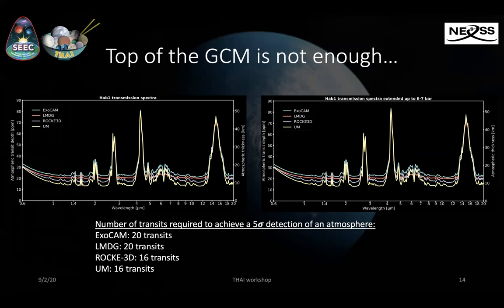And so we assume the atmosphere to be isothermal above, and we fix the mixing ratio of the gas. We also decreased the resolving power down to 30 in order to maximize the signal-to-noise, and we got this 5 sigma detection number of transits for each of the models. We have 20 transits for ExoCAM and LMDG, 16 transits for ROCKE-3D and UM. So it's about 20% difference.